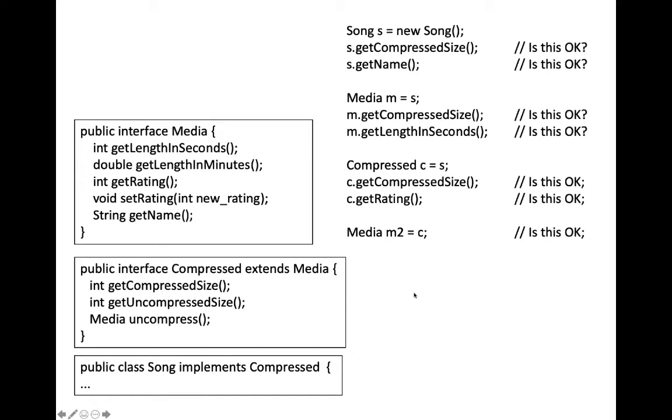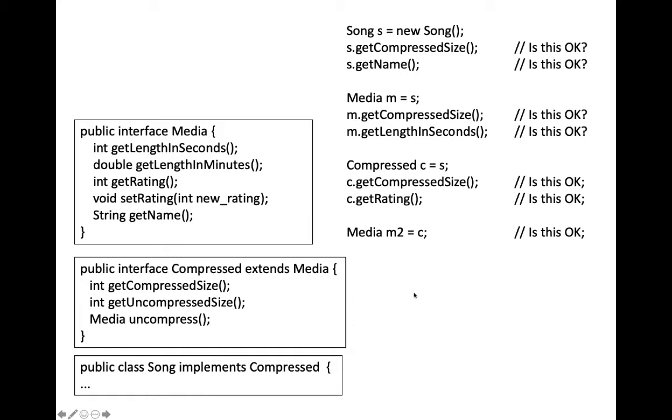Now when I have a reference to S via the media type M, my view is narrowed. So this won't work, because just because I have a reference to an object that is media doesn't necessarily mean it's compressed, and therefore M get compressed size doesn't work, because my view of that object is now limited to just media. But M get length in seconds works because that's part of the media interface.